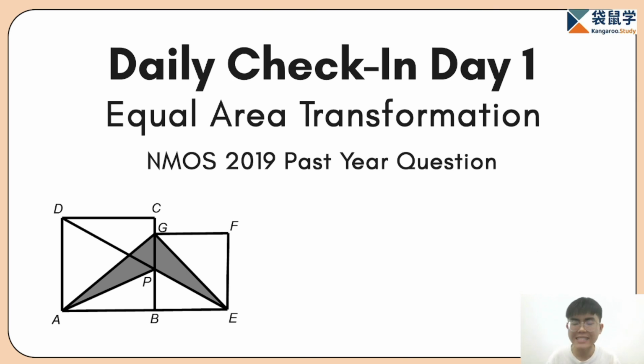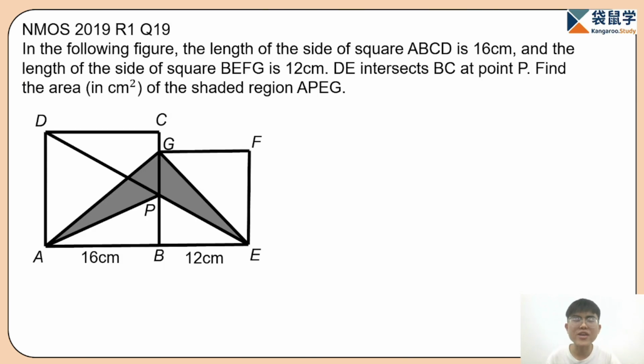Today we are going to learn equal areal transformation, and I'm going to show you a past year question from NMOS 2019. In the following figure, the length of the side of square ABCD is 16 cm, and the length of side of the square BEFG is 12 cm. DE intersects BC at point P, and we are asked to find the area in centimeter square of the shaded region APEG.